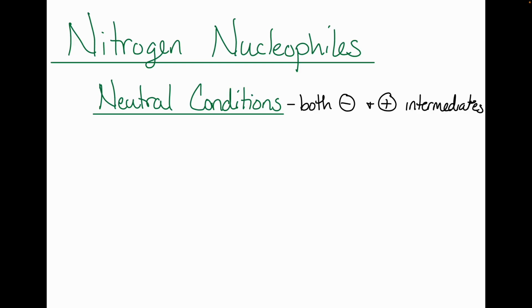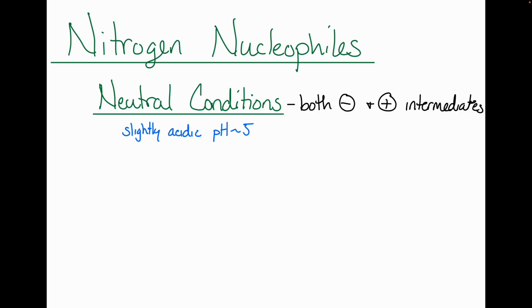All right, now I am lying to you a little bit. We're going to call it neutral conditions because it's going to be a helpful reminder as to what intermediates we're allowed to see, similar to what we were doing under acidic and basic conditions. But truthfully, these nitrogen nucleophiles do need it to be slightly acidic, with a pH around 5.